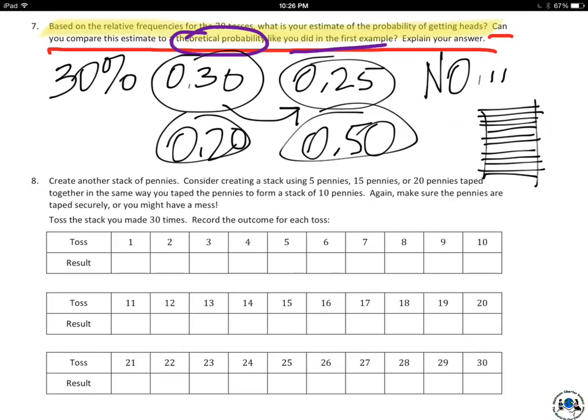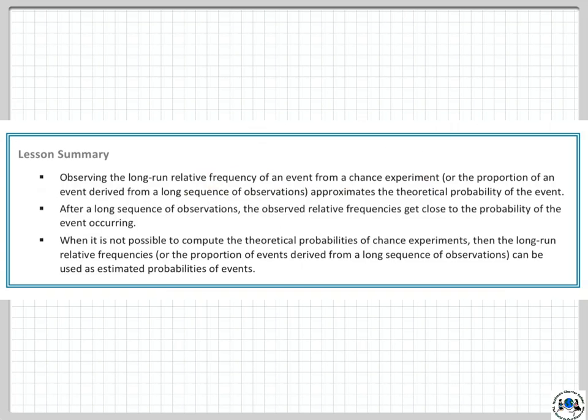So the rest of this asks us to, and again, I'm going to have you just skip number 8, because you're going to see this again in your problem sets. But if you want to, before or right after we close the lesson, create another stack of pennies, say a stack of 5, 15, or 20 taped together, and toss and get your results. Maybe you can do a stack of 5, a stack of 15, a stack of 20, and compare to your other results. Or you can just do 30 flips of one of these scenarios and see how it compares to the one you just did. That's up to you. Like I said, your problem set is going to include activities like that as well.